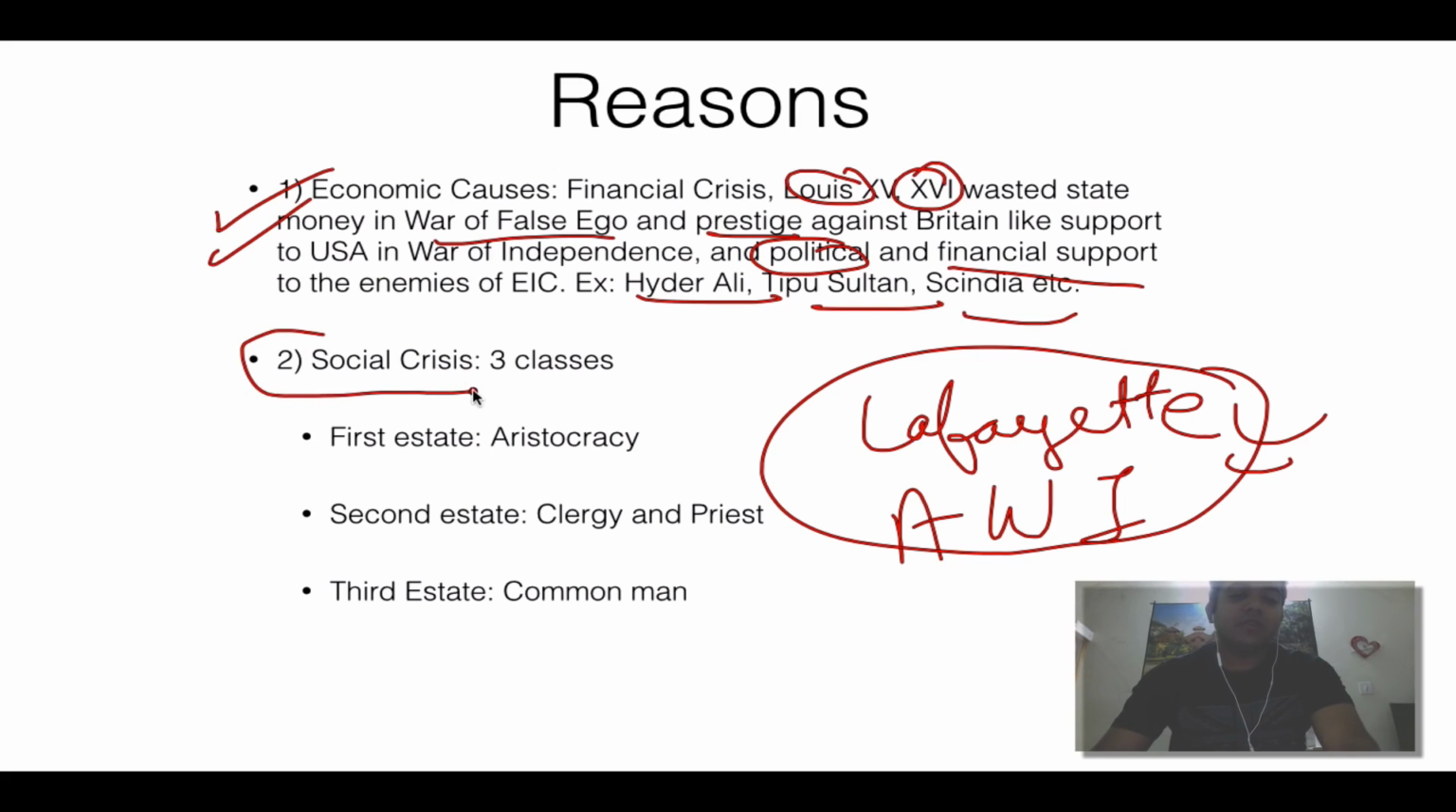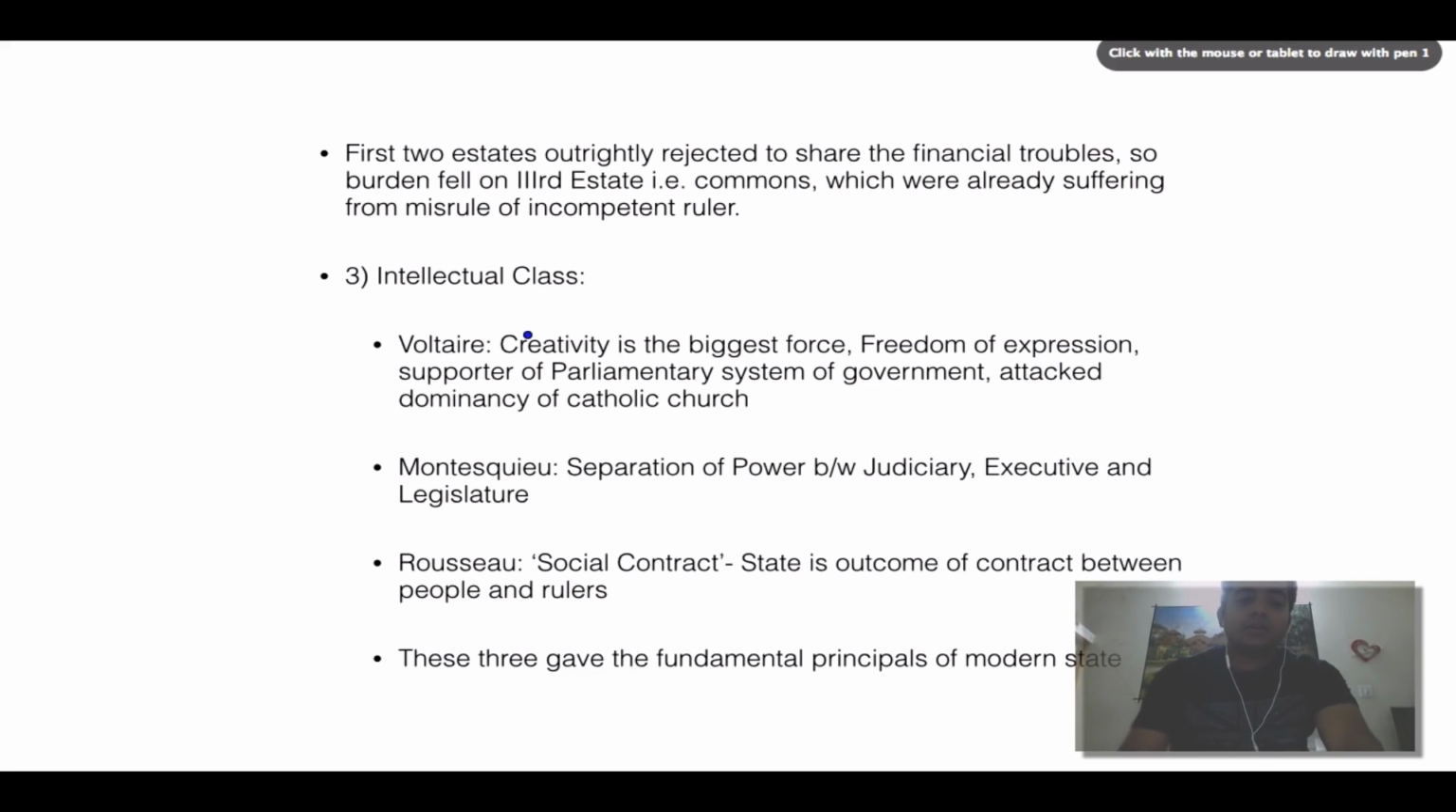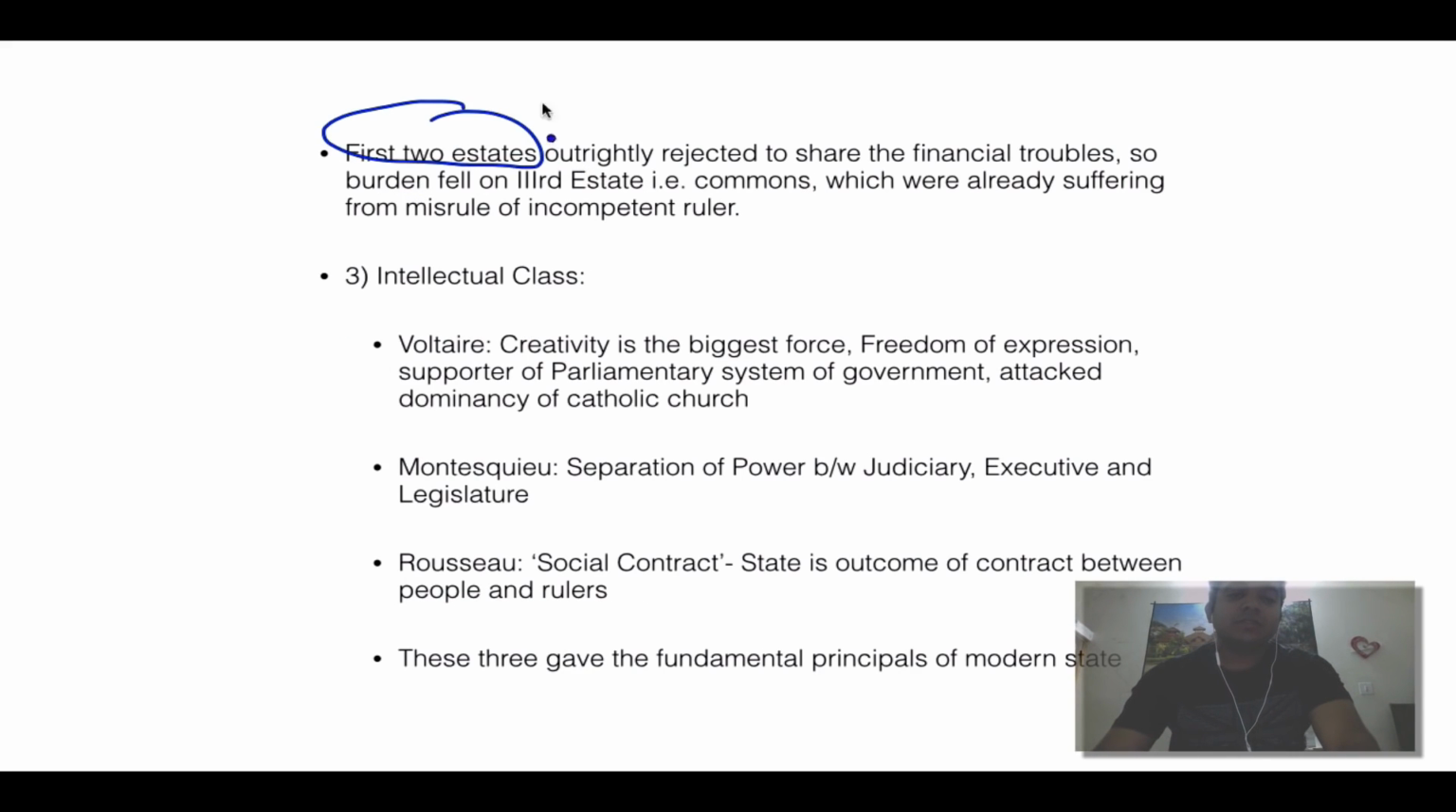This was the first reason of the French Revolution. The second reason was social crisis. Three classes developed: the first estate, the second estate, and the third estate. The first estate is the aristocracy, the ruling class. The second estate is the priestly class and clergy, and the third estate was the common man. Obviously, we know who is suffering: the common man. Since financial bankruptcy occurred, the first two estates outrightly rejected, as they always do, sharing the financial troubles. So the burden fell solely on the third estate, the common people.